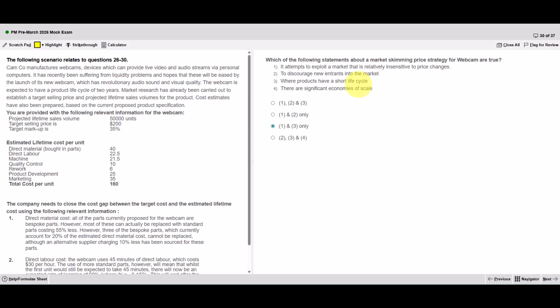Where products have a short life cycle, that's true of skimming because what we want to do is get back the costs of bringing that product to market as quickly as possible. And for significant economies of scale, that's a market penetration pricing strategy, not a skimming. The correct answer is 1 and 3.